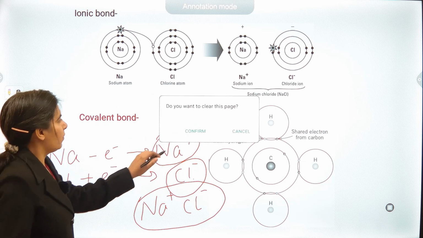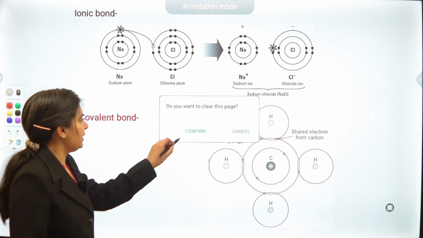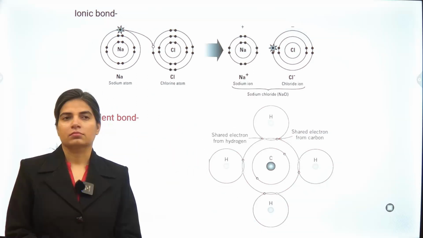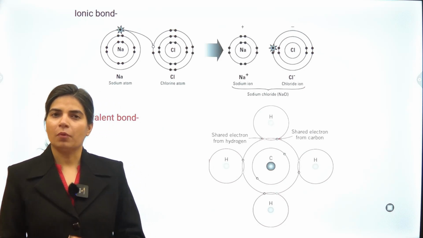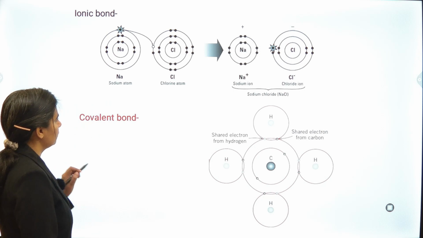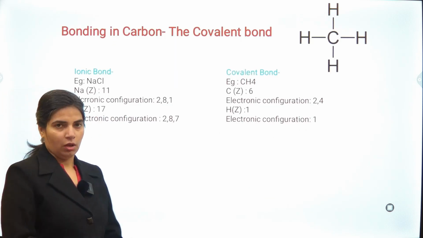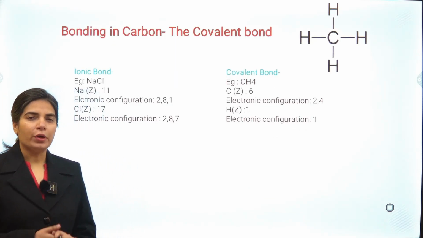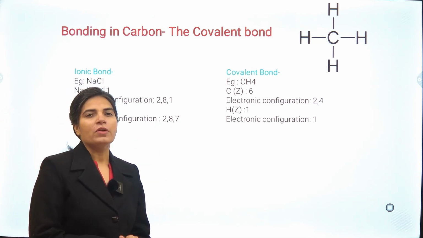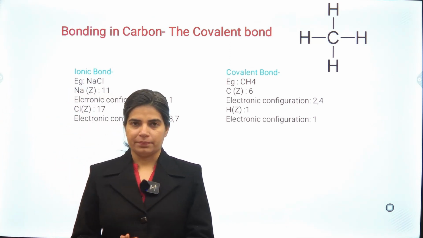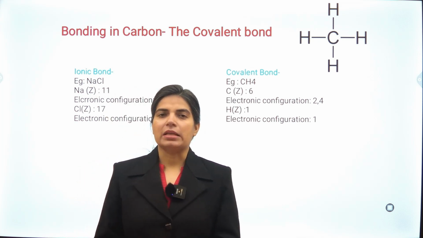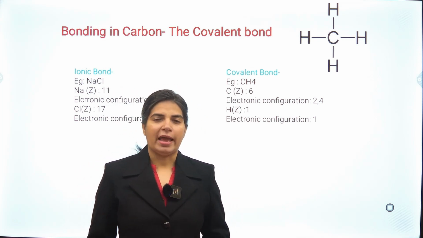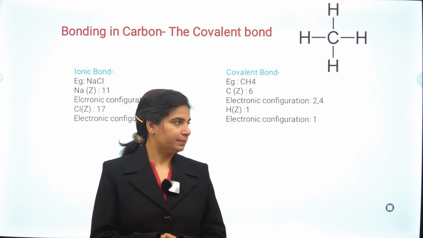Now let's talk about the bonding in case of carbon. Now we are going to discuss covalent bond. Okay, firstly we are going to discuss the example of CH4, that is methane. And methane has 1 carbon and 4 hydrogen.